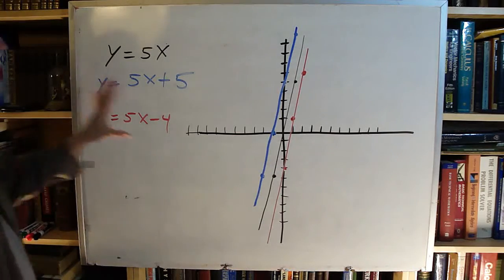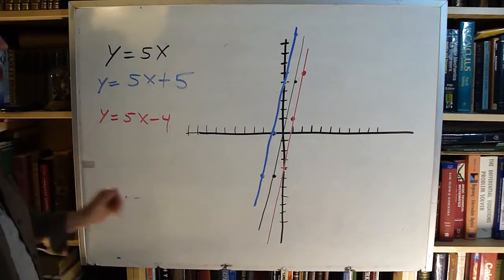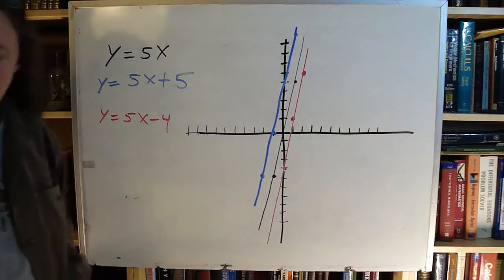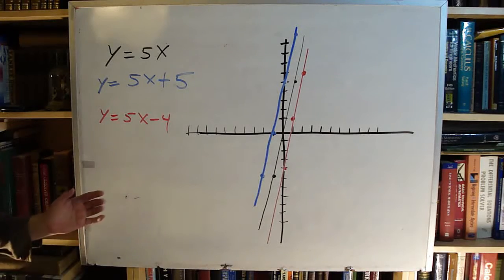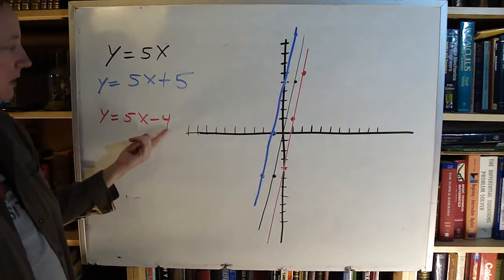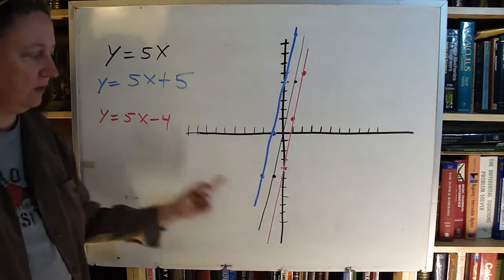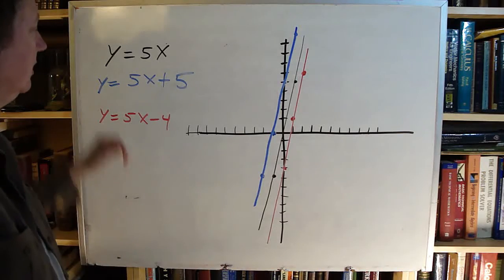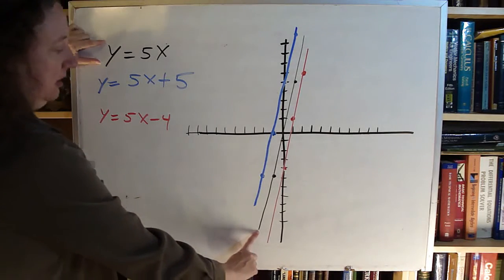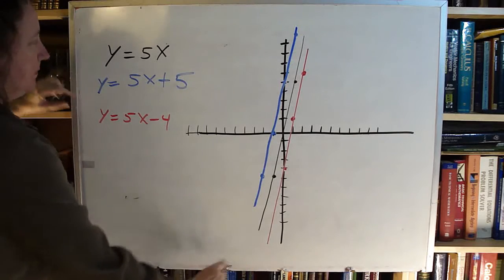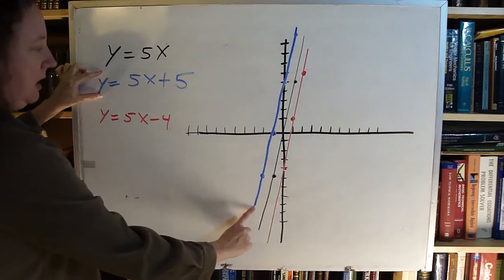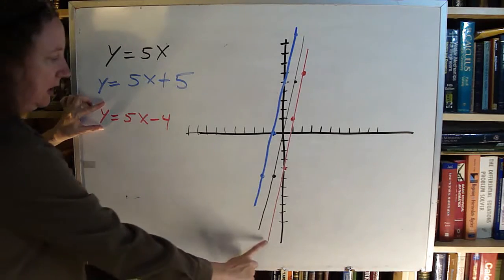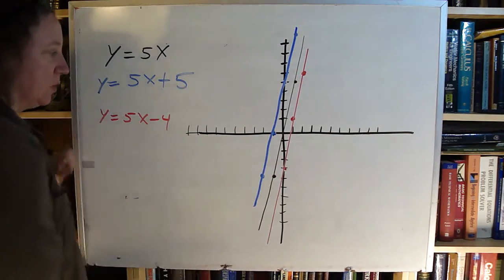So here in this image we have three equations and three graphs all on the same set of axes. I've already gone to the trouble of making sure that the colors of the equations and the color of the graph are the same color. So the black one is the black equation, y equals 5x. The blue equation is the blue line, y equals 5x plus 5. And the red equation is the red line, y equals 5x minus 4.